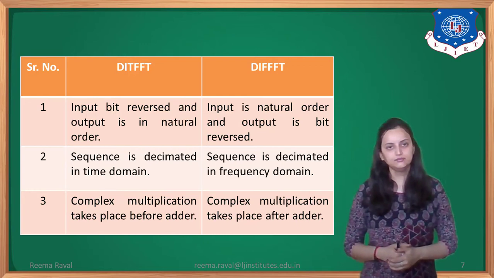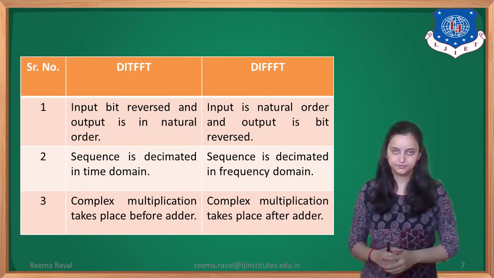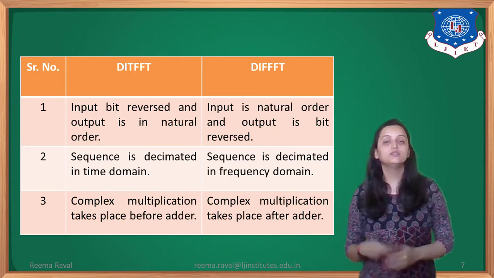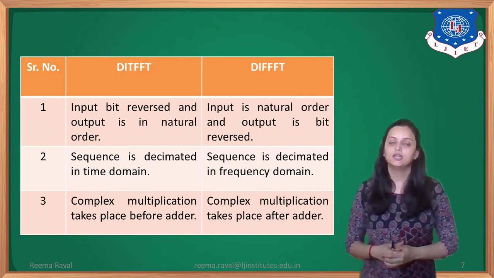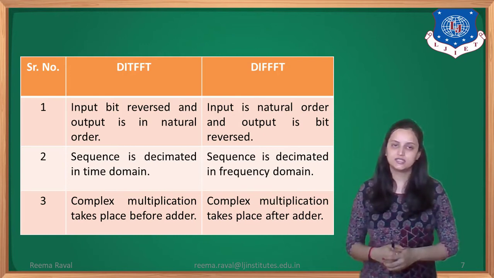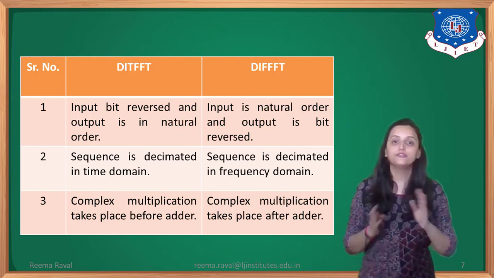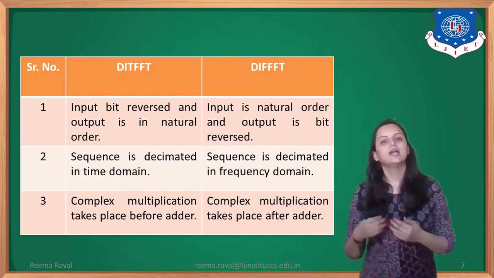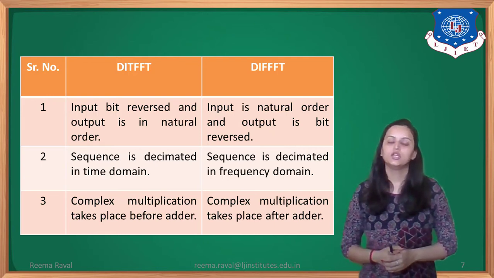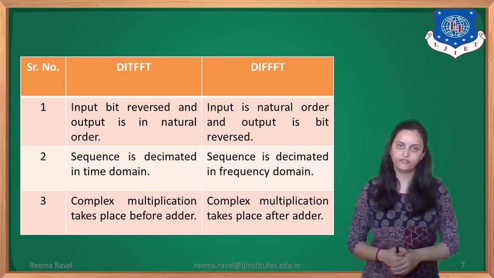Second, in DIT FFT, the sequence is decimated in the time domain, whereas in DIF FFT, the sequence is decimated in the frequency domain. As the word itself suggests, it stands for decimation in frequency fast Fourier transform. The third difference is that in DIT FFT, complex multiplication takes place before the adder, whereas in DIF FFT, complex multiplication takes place after the adder. So these are the basic three differences between the DIT FFT and DIF FFT algorithms.